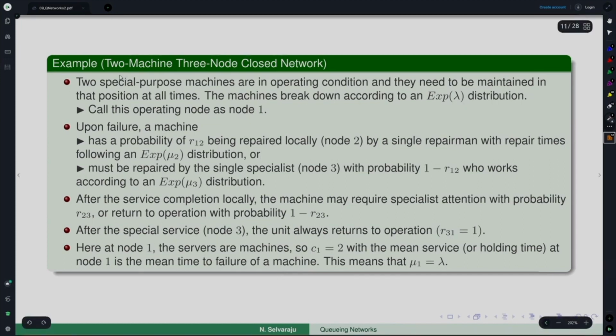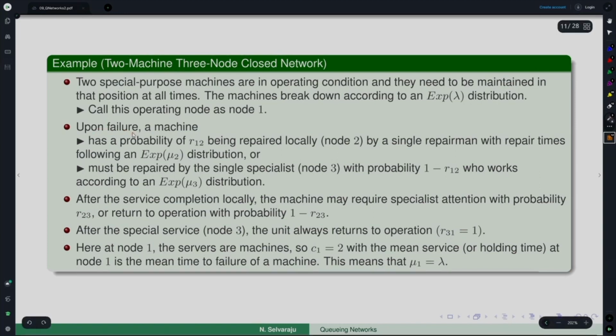So here, we call this a 2 machine 3 node closed Jackson network or Gordon Newell network. Assume that there are 2 machines which are in operating condition, and they need to be maintained in that operating condition at all times. They are in working condition for a duration which is exponentially distributed with parameter lambda. After that they fail, and we call this operating node node 1. So there are two machines here in operation, each of them independently working for an exponentially distributed duration with parameter lambda.